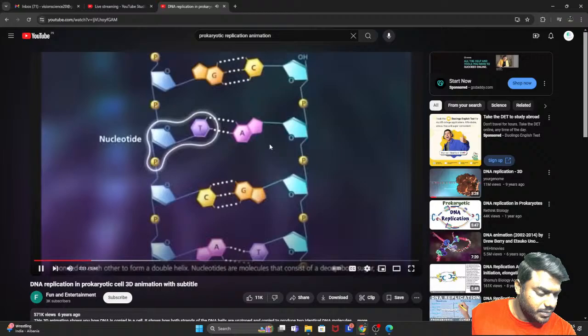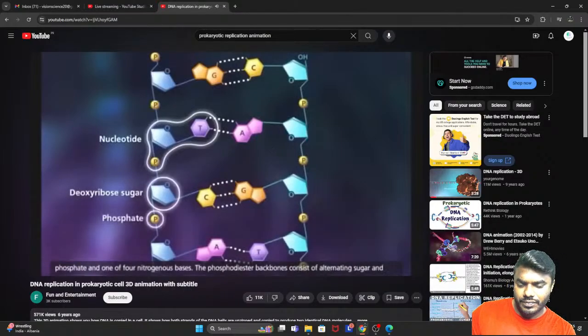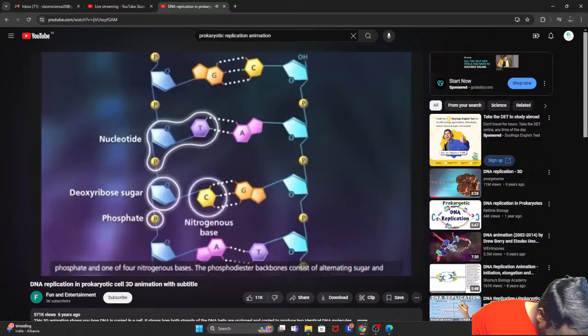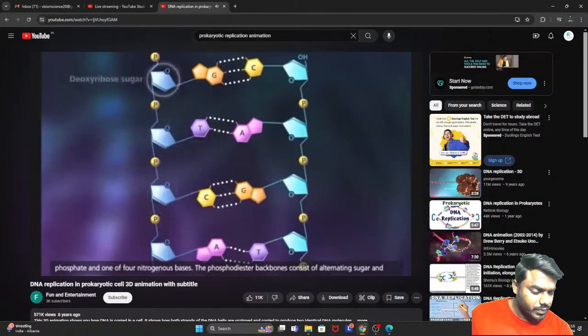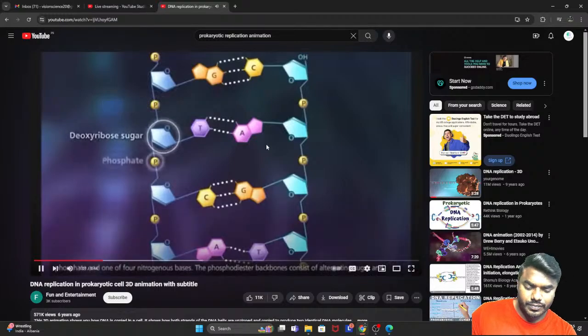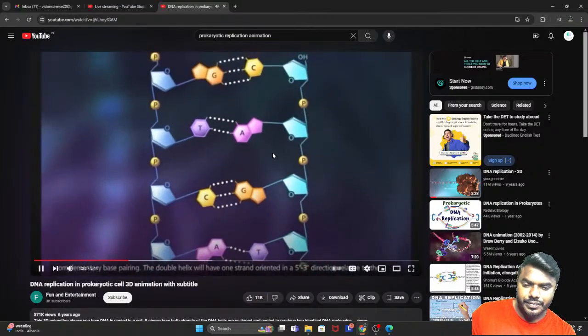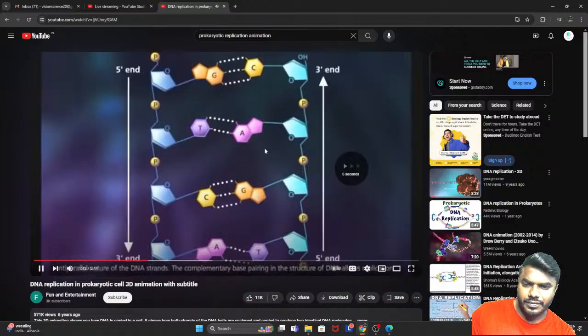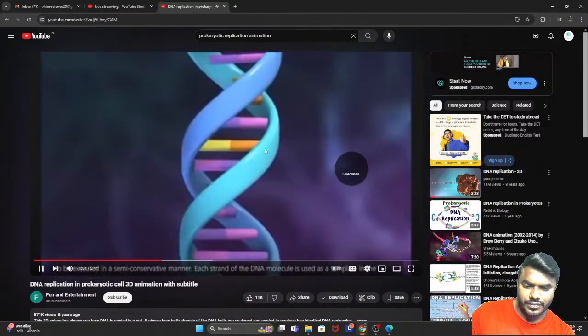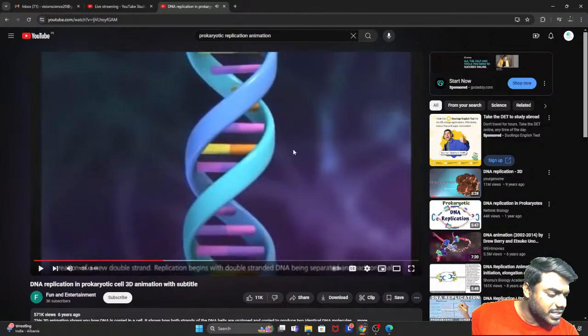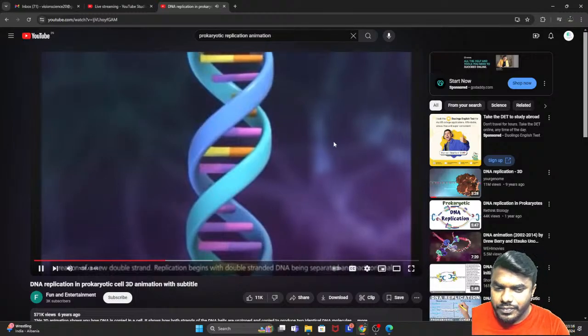Nucleotides are molecules that consist of a deoxyribose sugar, a phosphate, and one of 4 nitrogenous bases. The phosphodiester backbones consist of alternating sugar and phosphate, and form bonds. The double helix will have one strand of deoxyribose. The coded strand is a template in the creation of a new double strand. Now look into this: how exactly is DNA replication happening?